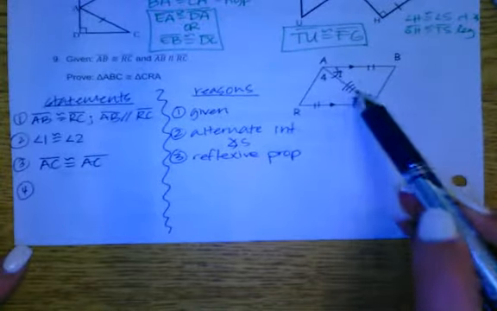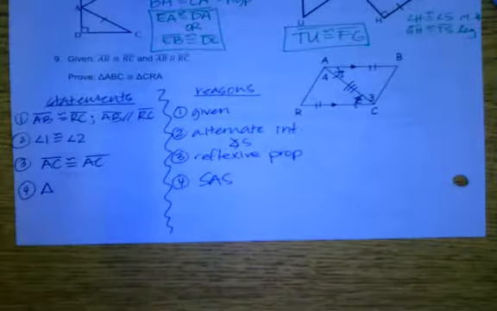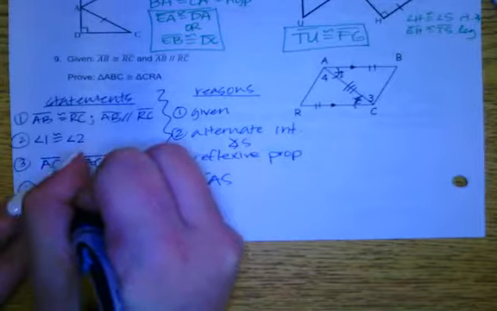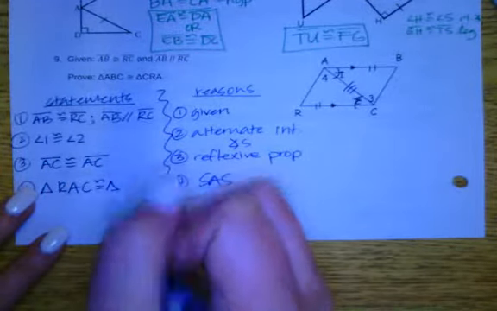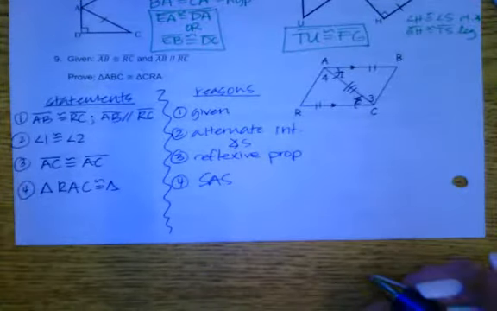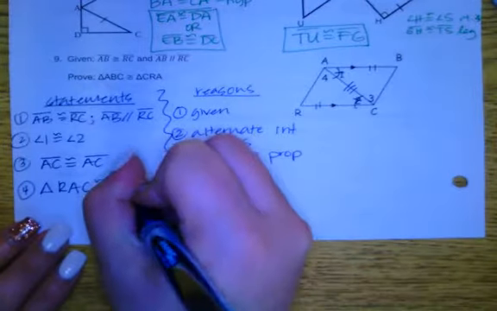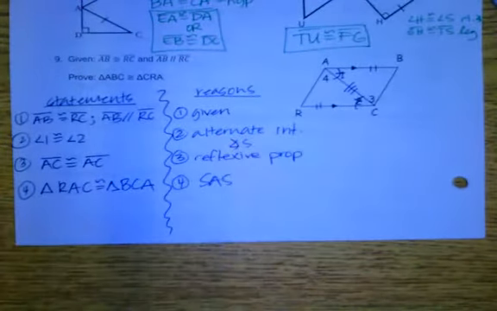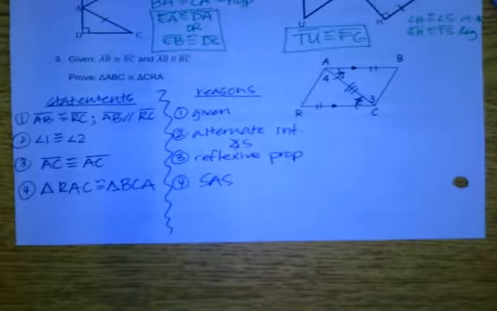Okay, so give me something. RAC is congruent to BCA. And you're done. Not bad, right? Can you just write it like what it says? Oh yeah, you could have written that. Yeah, we made it a little bit more difficult.